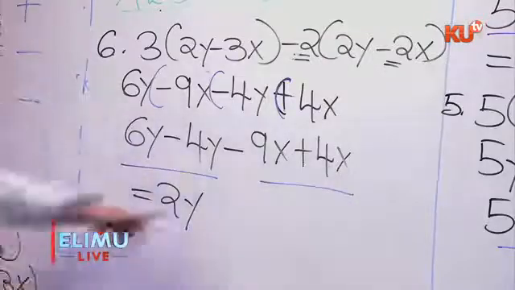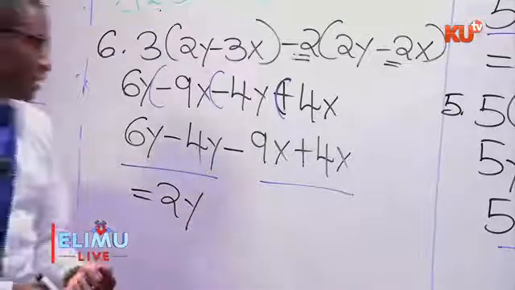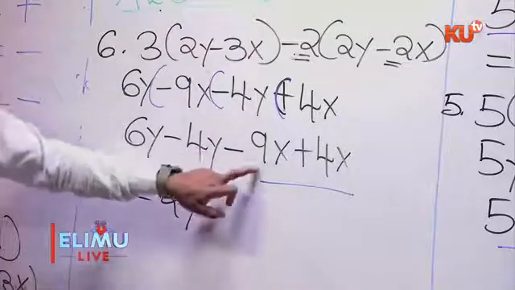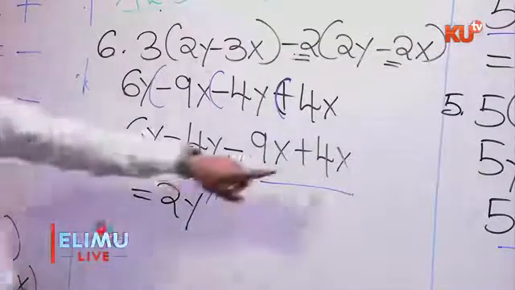This is a negative sign and this is a positive sign. And I said you take negative as debt. You have a debt of 9 shillings and you have 4 shillings. What will you remain with? This money cannot pay all the debt.